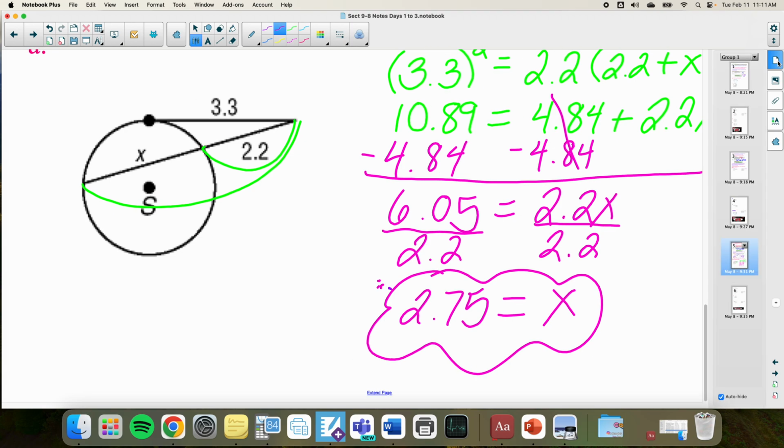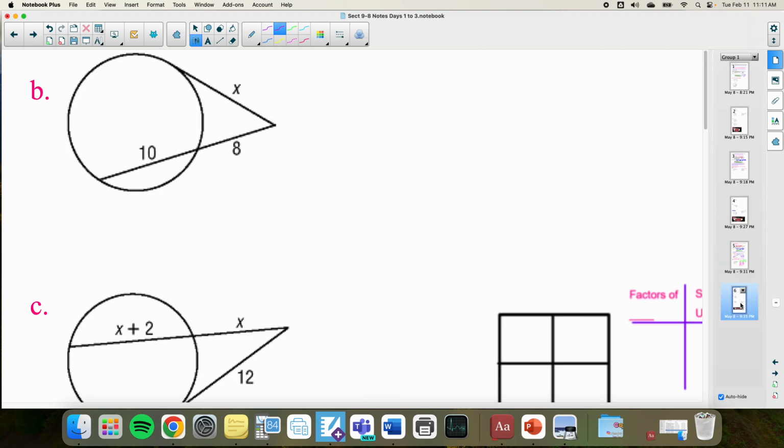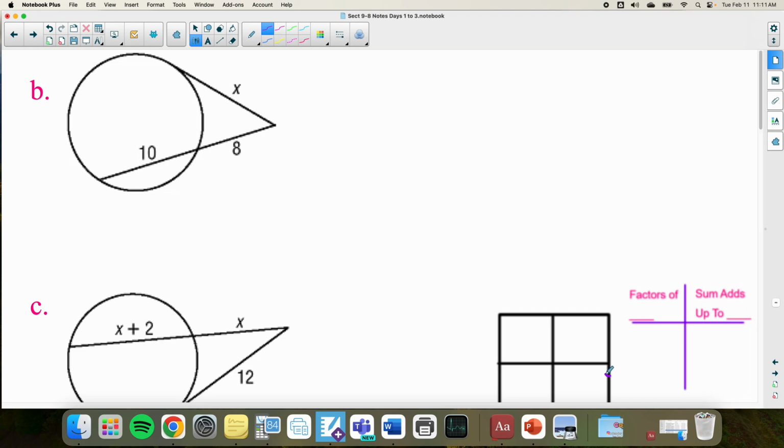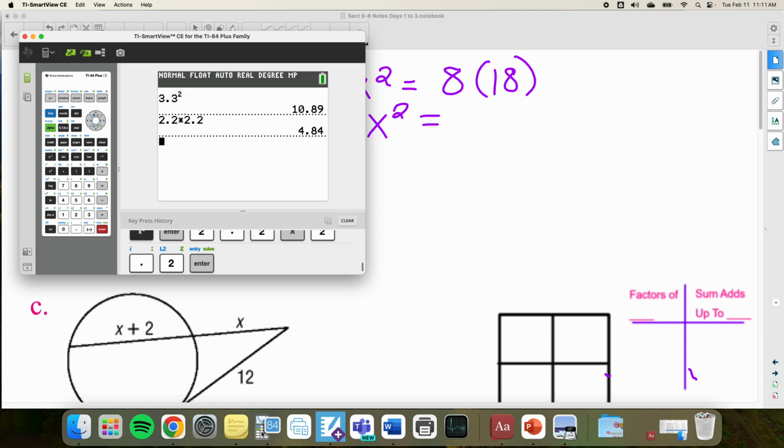All right, now if we go to this page, again, what we always do is we take our tangent and we square that. So our tangent is x, so we square that. And then we set that equal to the outside part of the secant times the entire secant, which is 8 plus 10, which is 18. Okay, 8 times 18 is 144.